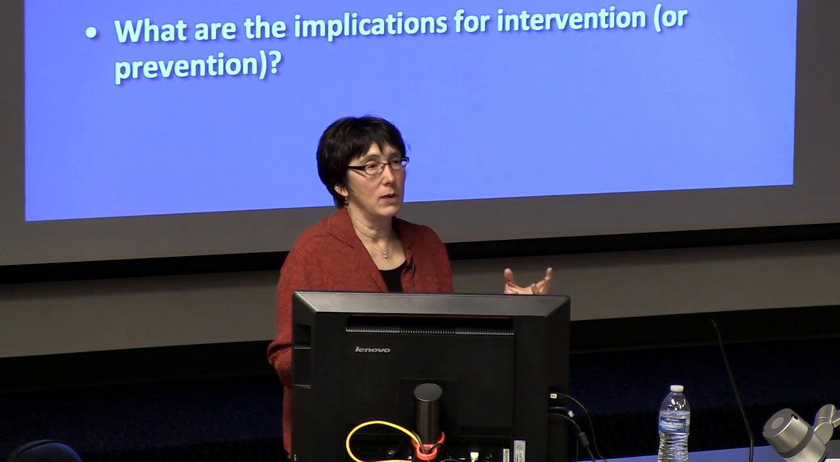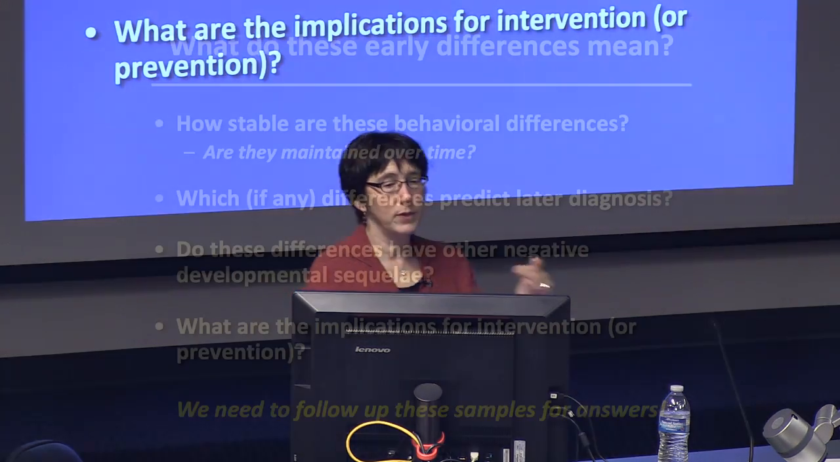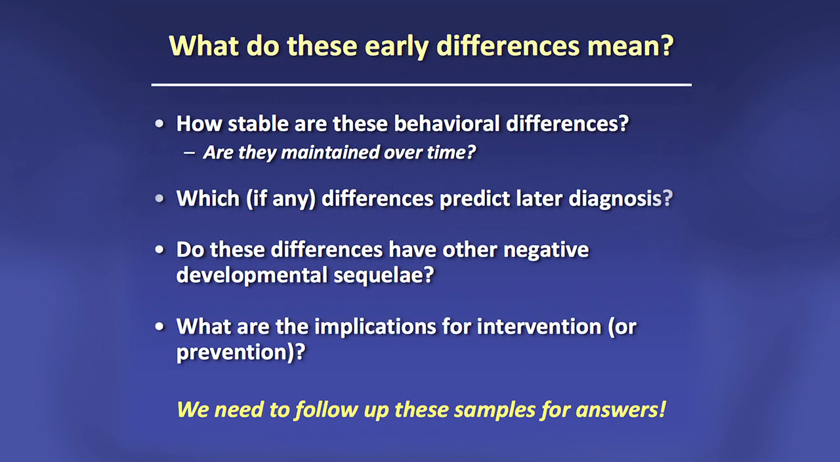The big caveat with this, the groups of siblings, is that we don't know what these early differences mean. We don't know if these differences are going to be maintained over time. We know that all of them aren't going to end up with a diagnosis. We don't know which of these behaviors predict a later diagnosis. We don't know how much a teeny-weeny difference in social interaction or responsiveness at a very young age impacts things later on.